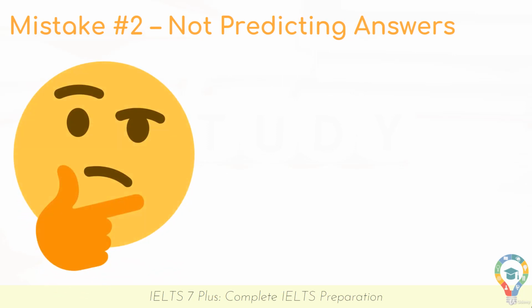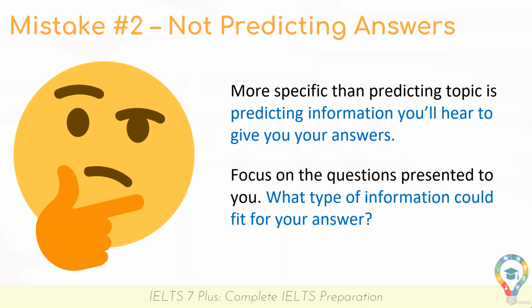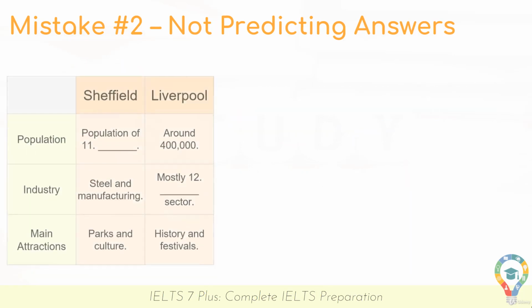More specific than trying to predict and think about the main topic is predicting answers. You'll need to look very carefully at the questions given to you. What type of information could fit for these answers? Again, by predicting possible answers and information I need to think about, I'm more prepared to listen to the recording. Let's take a look at another example to show how we can predict answers.